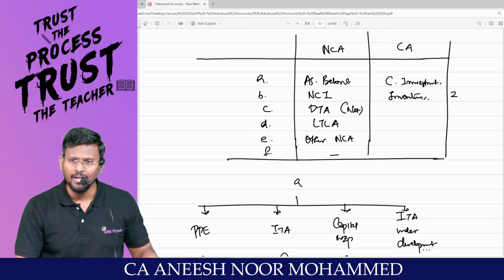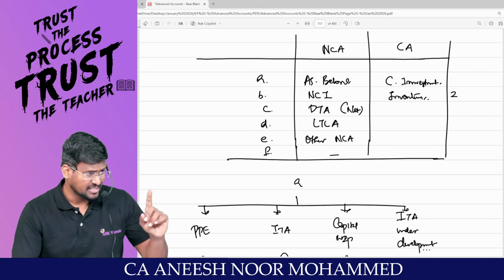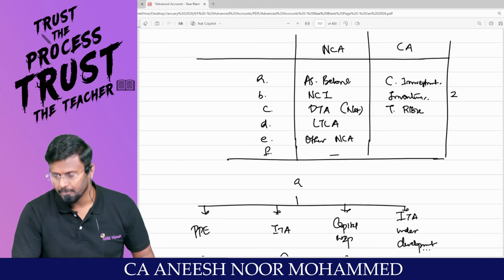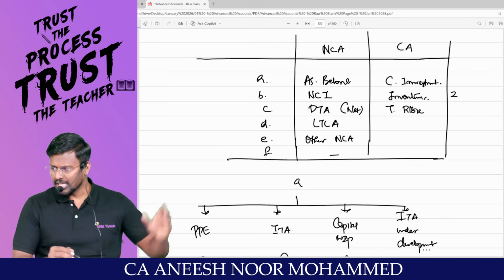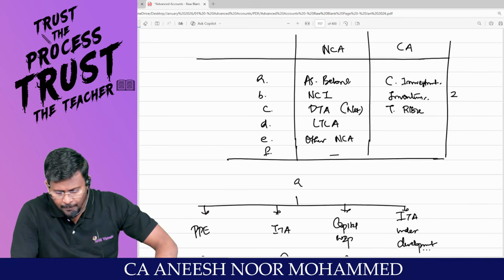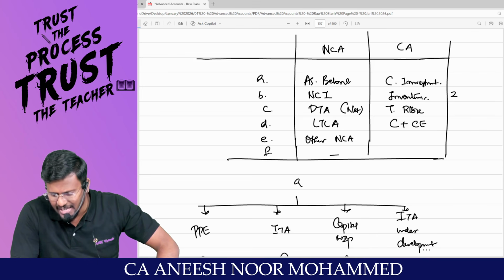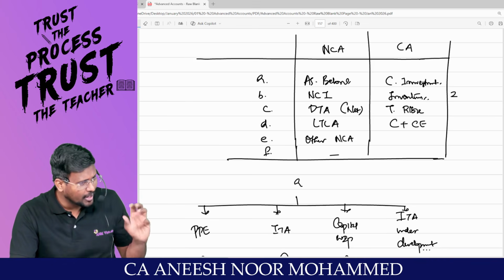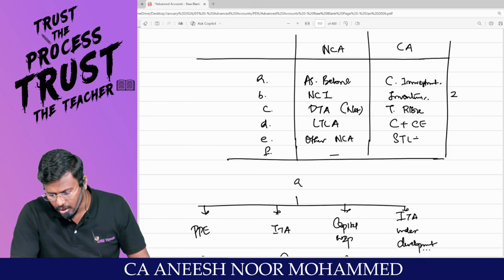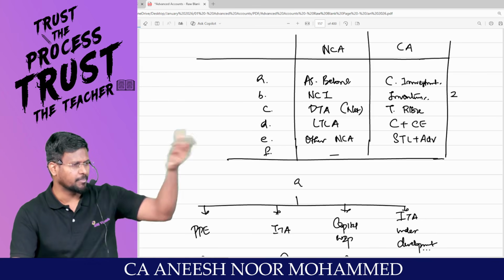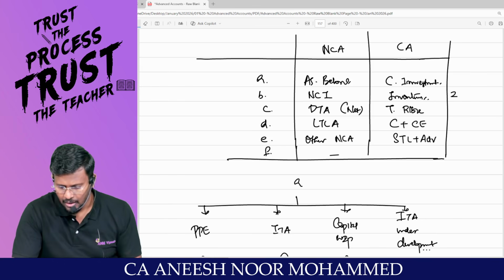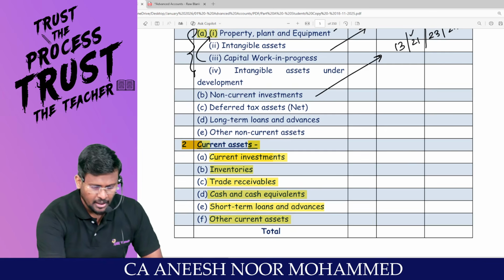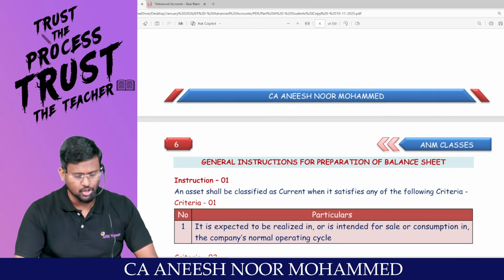You have to sell. Then who will come? Don't say debtors. Debtors is not the word used by Schedule 3. Trade receivable. Sir, those debtors have to pay you. Then you will have cash and cash equivalent. With that cash and cash equivalent, you will give short-term loans and advances to various other people. The balancing figure: other current asset, that's it, game over. Are you all really with me? You will get the balance sheet total.